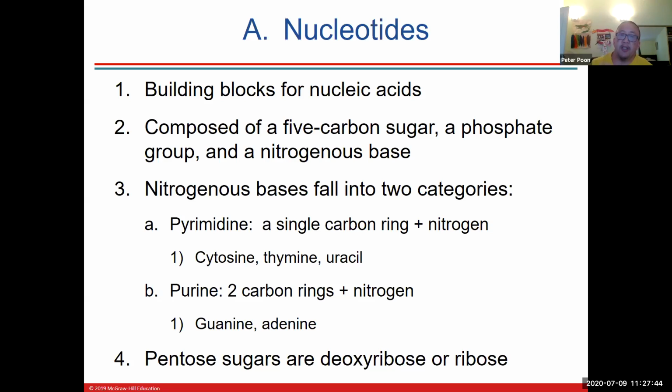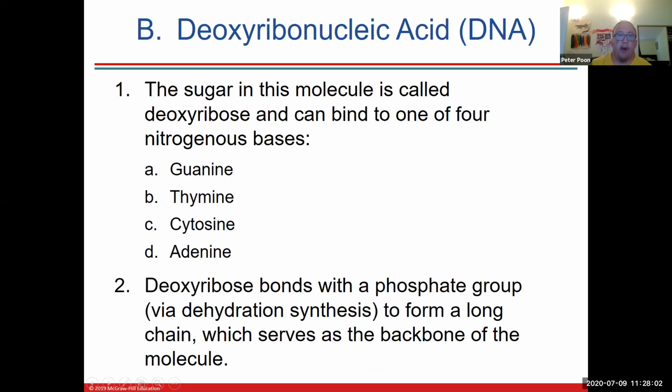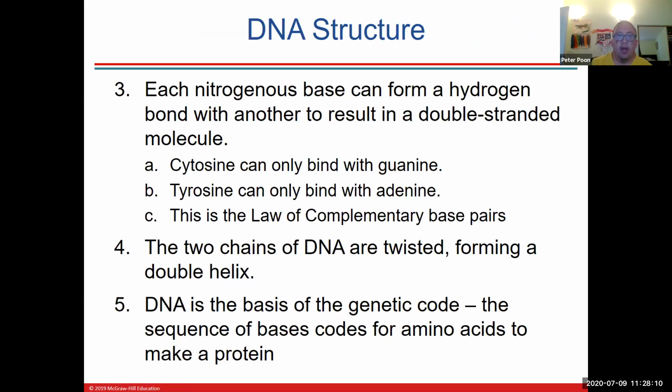The pentose sugars that are attached, pentose, 5, so pentose is a 5-carbon sugar. DNA has A's, G's, C's, and T's. I'm sure you guys learned that C's only bind with G's and T's only bind with A's. That is called Chargaff's rules.